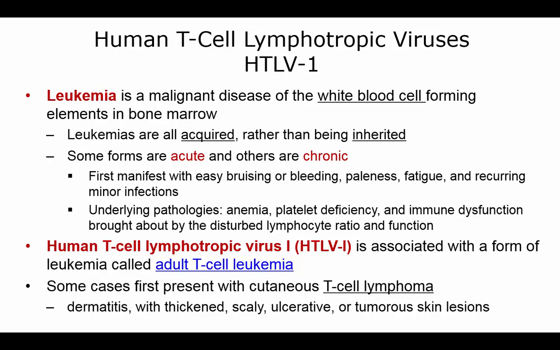The human T-cell lymphotropic virus 1 causes adult T-cell leukemia, and it often presents with cutaneous T-cell lymphoma, where you get dermatitis, and the skin is thick, scaly, and ulcerative, and you have a lot of tumorous skin lesions.